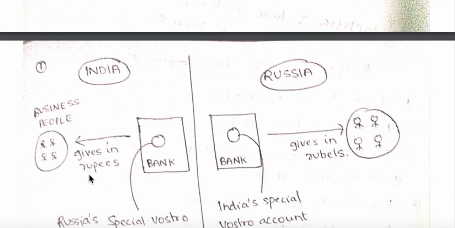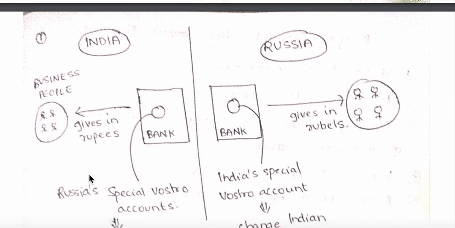Imagine if you are India and I am Russia, I'll set up a bank in your country and you will set up a bank in my country. And if I buy anything from you, I will pay ruble currency to an account in the bank, which converts the ruble currency into rupee currency and gives it to you. That account, which converts the currency from ruble to rupee at a bank, is called a special Vostro account. As simple as that.